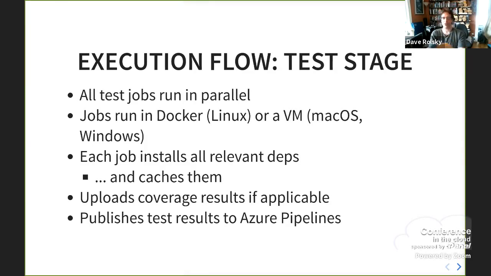So it installs all the relevant deps. It figures out what to install. For example, there's a test XT flag, which enables author and release tests, and it will install those deps if that flag is needed. It uploads the coverage results if that's applicable for the particular job. And then it publishes the test results to Azure Pipelines.